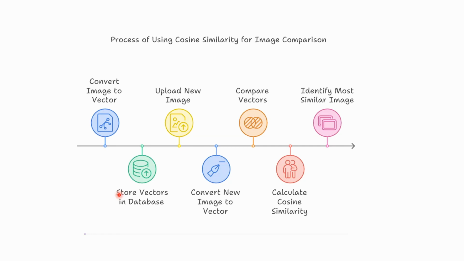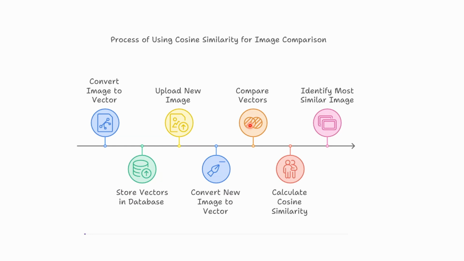Imagine, first, you have a lot of images and these images are converted into vectors, and second, they are stored in the vector database. Now you want to upload a new image. Obviously, since it's a vector database, we need to convert even the new image into a vector in order to search further. Now you take this new vector and compare it with all the vectors in the vector database.